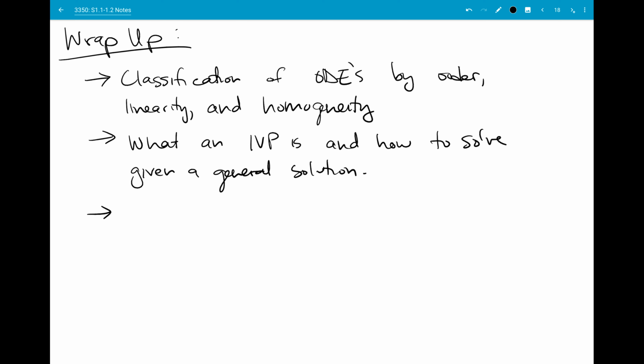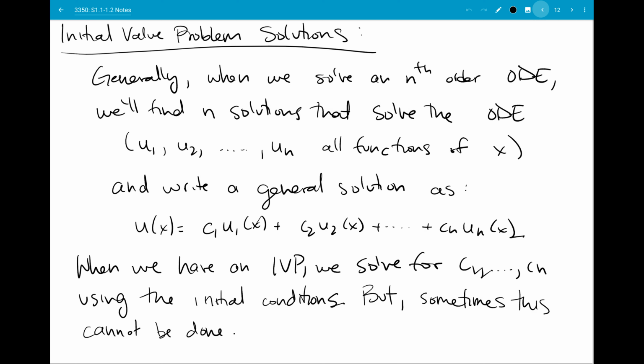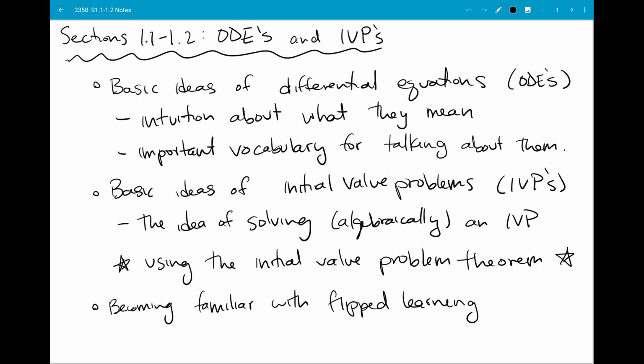And then the most tricky part was we discussed the initial value problem theorem and did an example. And we'll have a chance to talk more about that when you're working on your homework. Let's just go back through our slides and make sure we covered all those big topics.